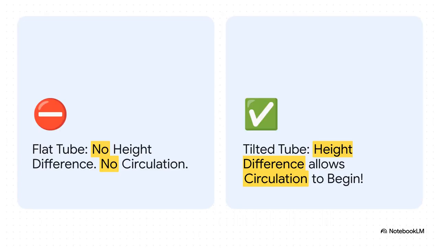So you see, the only thing that changed was its position in space. When the tube was flat, there was no up or down for gravity to work with. No height difference, no circulation. But the second we tilted it, we introduced height. And that gave gravity the leverage it needed to kickstart the whole engine. That tilt, that was the secret ingredient.